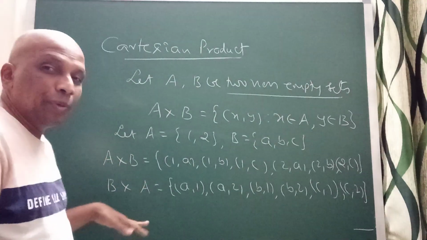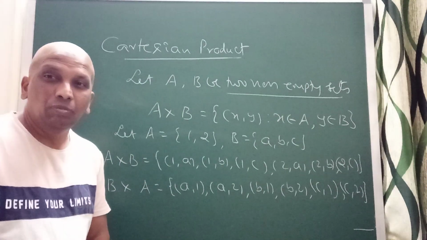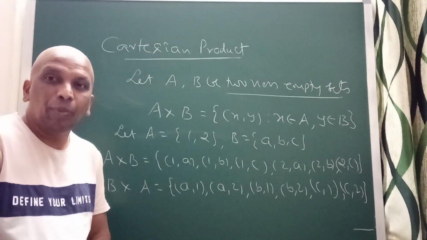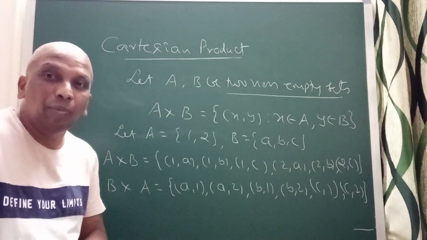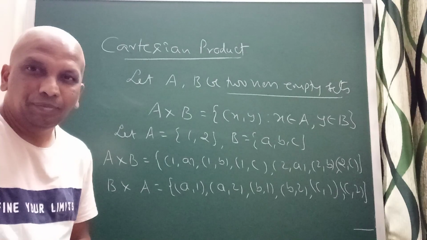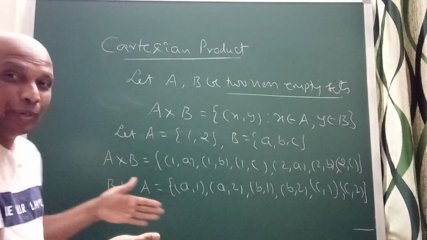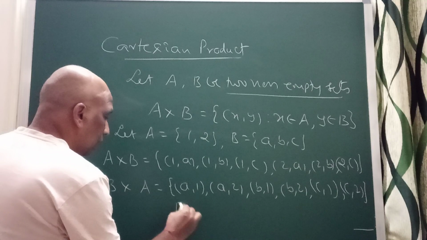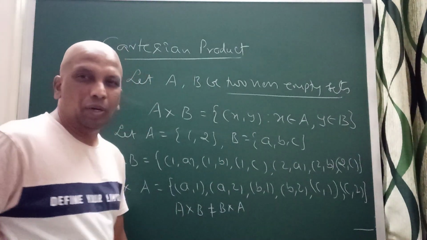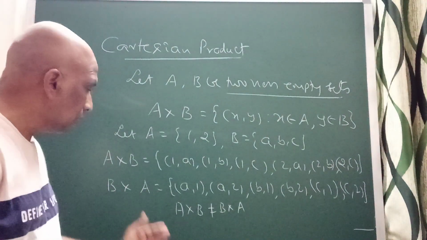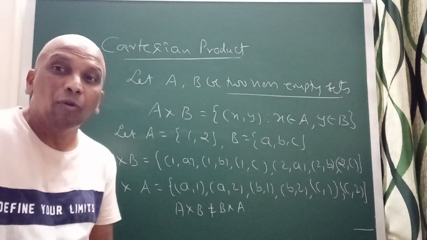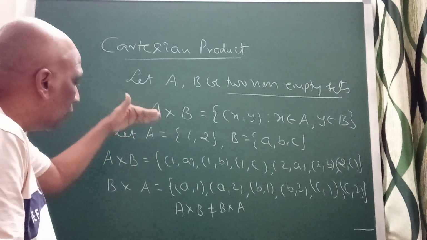Now check: is A cross B equal to B cross A? No. These two are not equal. Why? Because you can see 1 comma a is not equal to a comma 1. Understood? In general, A cross B is not equal to B cross A. 1a is not equal to a comma 1.